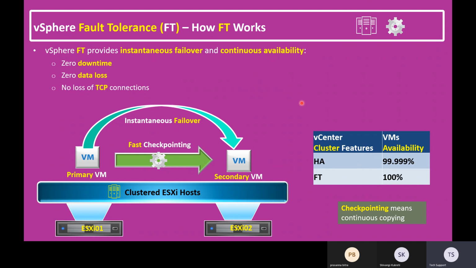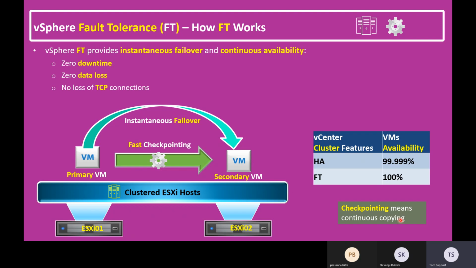Okay, that is a hefty working functionality. But how is this copy created, and how does it synchronize the data from primary to secondary? It uses fast checkpointing technology. I also highlighted that checkpointing means continuous copying. But in our vMotion concept, the checkpointing pre-copy of the memory bitmap is copied only one time during the migration.